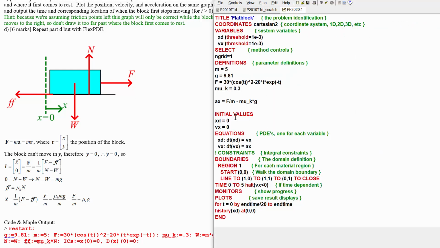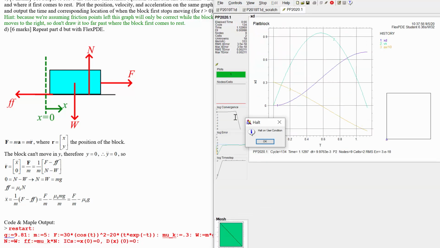All right, so history xd at 0, 0. We can put in other things, vd and ax over 10. Oh, it was vx. Yeah, that's it. All right, so that looks pretty good. This plot probably is familiar from what we saw in Maple.